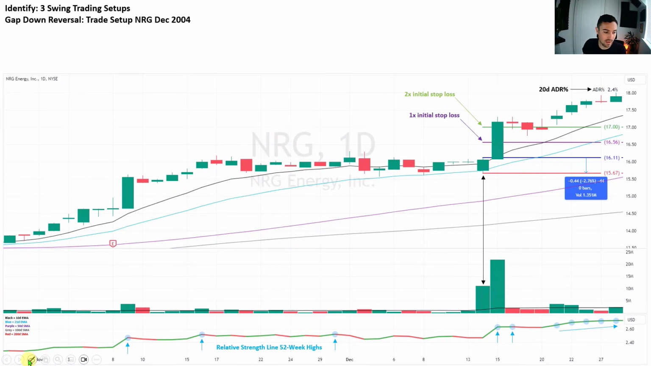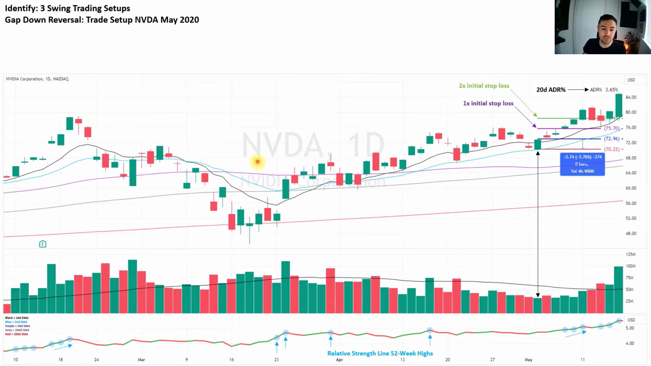Let's erase all of that ink there. Go get my laser pointer back. There we go. Okay, Nvidia as well. So if you think about Nvidia, it's building this cup and handle type pattern, obviously an institutional stock, but then it puts in this gap down reverse bar. There's a bullish engulfing candlestick, but see how it gaps down onto the 21-day EMA, bounces perfectly off of it.